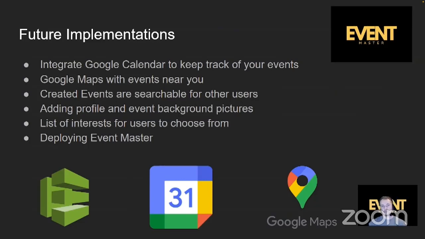Created events will be searchable for other users to join and bookmark. We will also be implementing adding images for your profile picture and event flyers. We'll also be adding a big list of interests for users to choose from, which will help for showing users events near them that they would most likely be interested in. And lastly, we plan on using AWS to deploy our project.